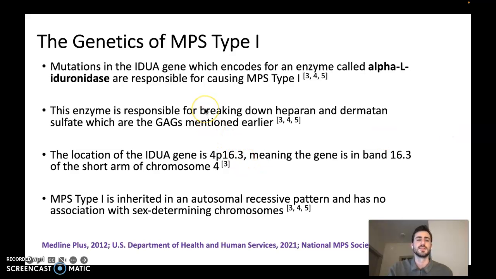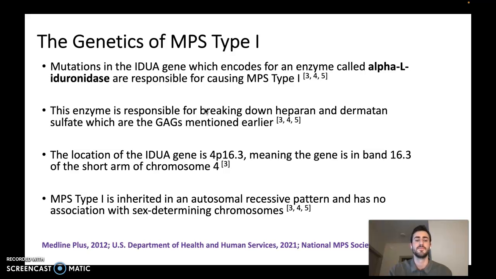So the genetics of MPS type 1 is that mutations in the IDUA gene, which encodes for an enzyme called alpha-L-iduronidase, are responsible for the disorder. Often mutations are missense or nonsense mutations, and I think nonsense mutations are more associated with the severe forms of the disease because you get no enzymatic function, whereas missense mutations might decrease enzymatic function by, let's say, 25% or maybe 75%. It's all variable. And then this enzyme is responsible for breaking down those glycosaminoglycans that I talked about earlier, heparan and dermatan sulfate.